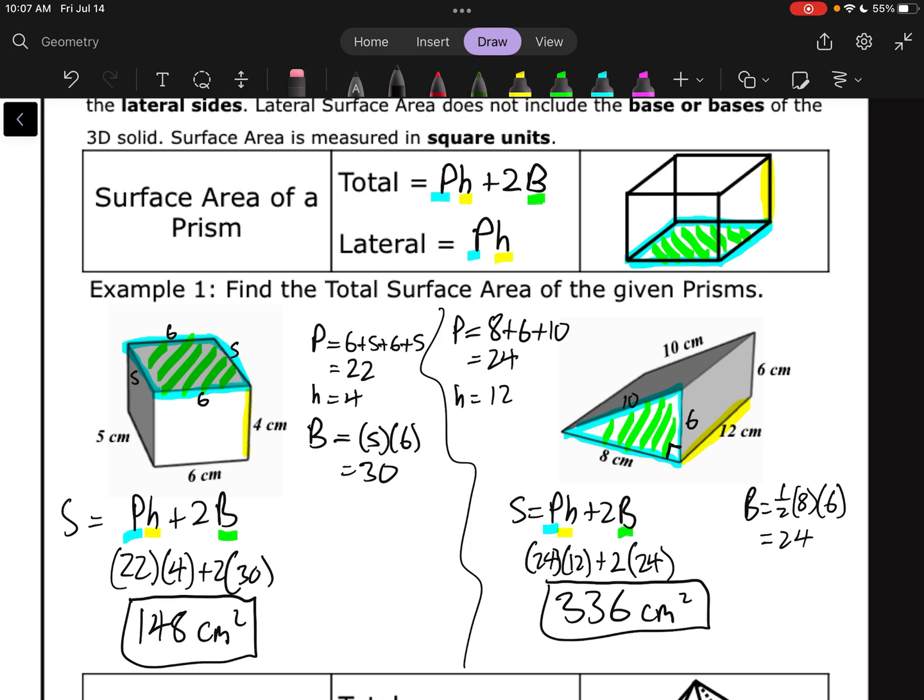Okay, so hopefully you guys can see how those formulas are going to change a little bit depending on what kind of prism you have. That capital B, you've got to be on your toes.